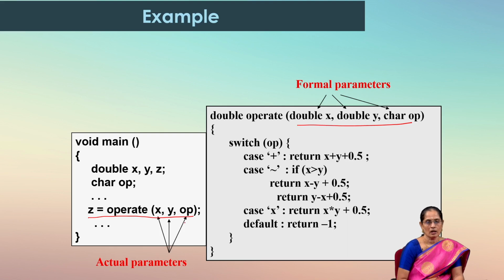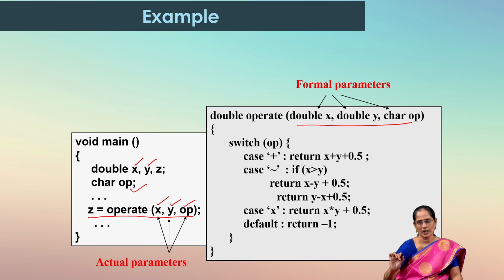So, these 3 are now named as actual parameters. The x should be of double type, yes, x is of double type; y should be of double type, y is of double type; op should be of character type. Now, the data types of the actual parameters match the data types of the formal parameters.